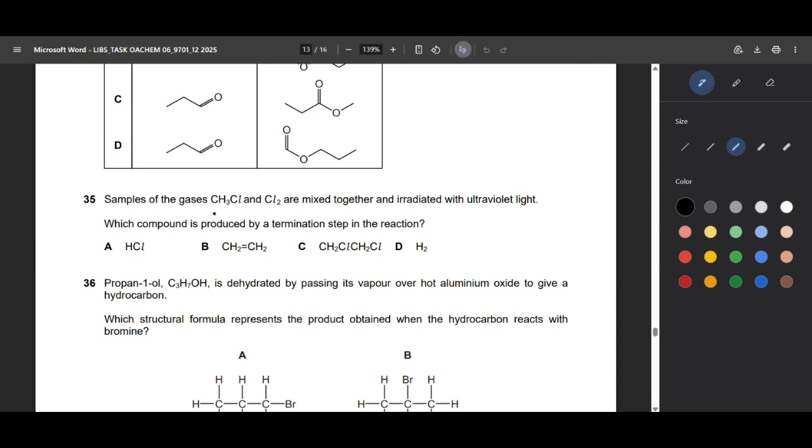In propagation, the reaction between CH3Cl and a chlorine radical will produce CH2Cl. But in the termination stage, two chloromethyl radicals can meet each other and combine, so it becomes CH2Cl, CH2Cl. So the answer is C. The termination step in the reaction is CH2Cl, CH2Cl.